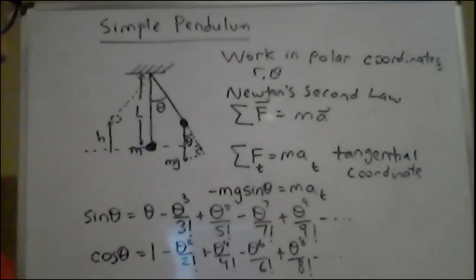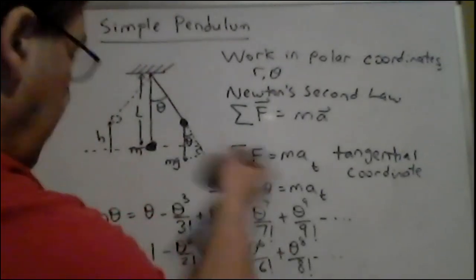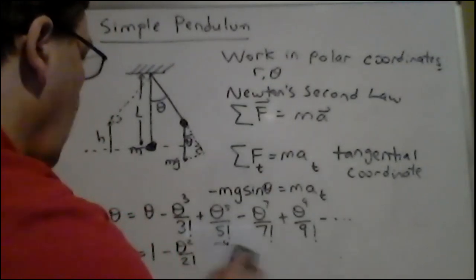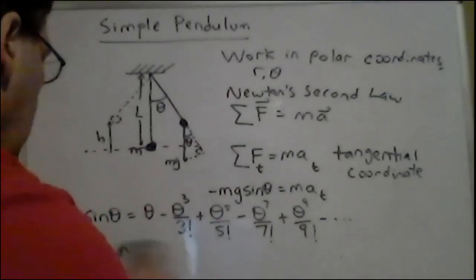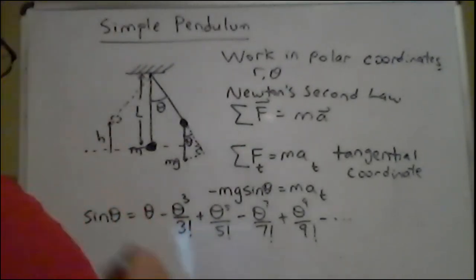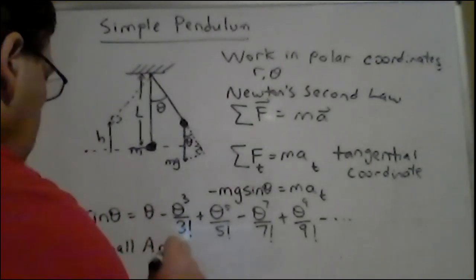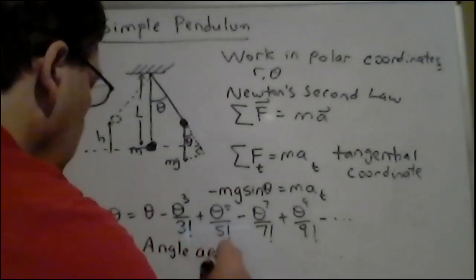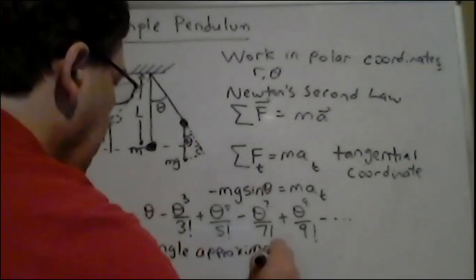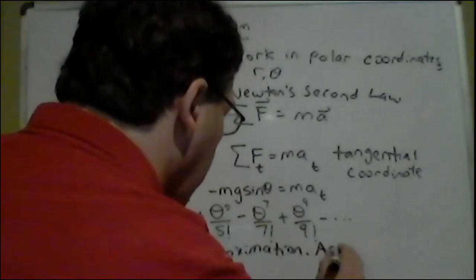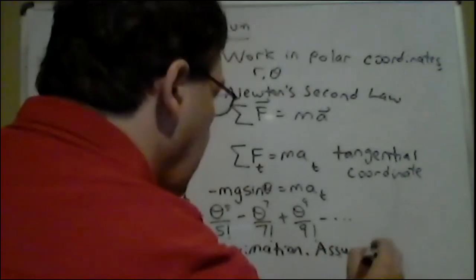Now, why am I showing you this? Because I'm going to make what's called a small angle approximation. Let's not worry about the cosine right now, because what we have here is a sine. I want to try to linearize. So I'm going to assume small angles. We're going to make what's called a small angle approximation. So I'm going to assume theta is small.